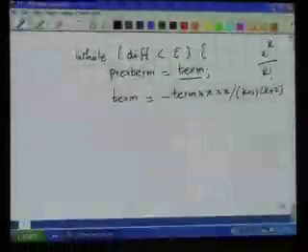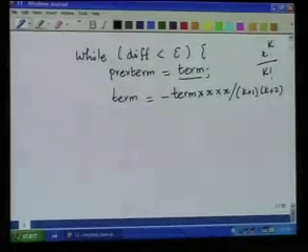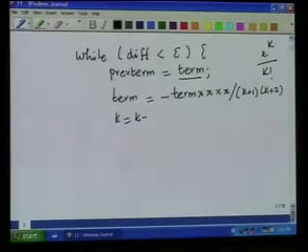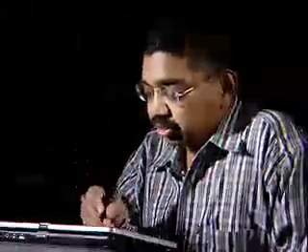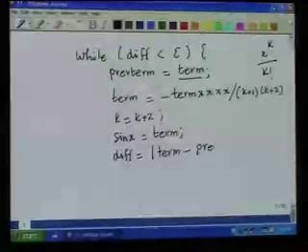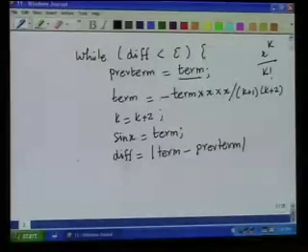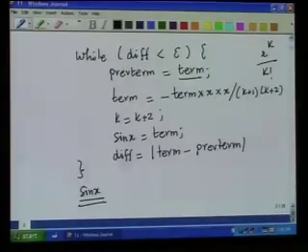This minus comes because if you observe, the terms in the series have alternating signs, plus and minus, and after this the value of k will become k plus 2, it will get incremented by 2, and to the value of sin x we will add the value of term. And what else do we need to do? Well, we need to update the value of difference. So difference will now be the new value of the difference, which is term minus the previous term. And that's it. At the end of this, the value of sin x is the desired answer.